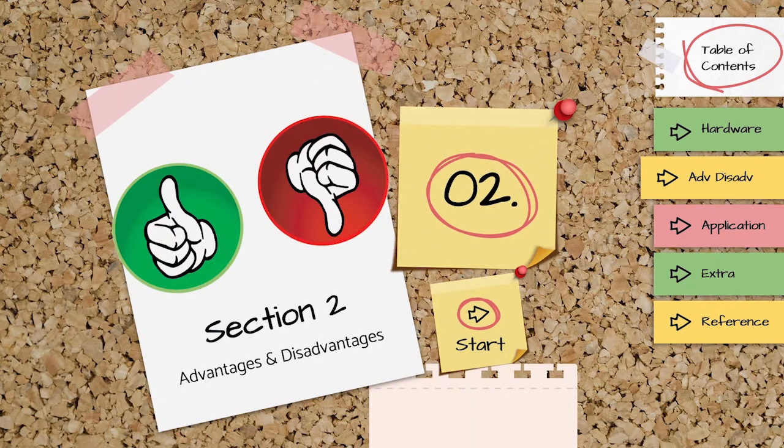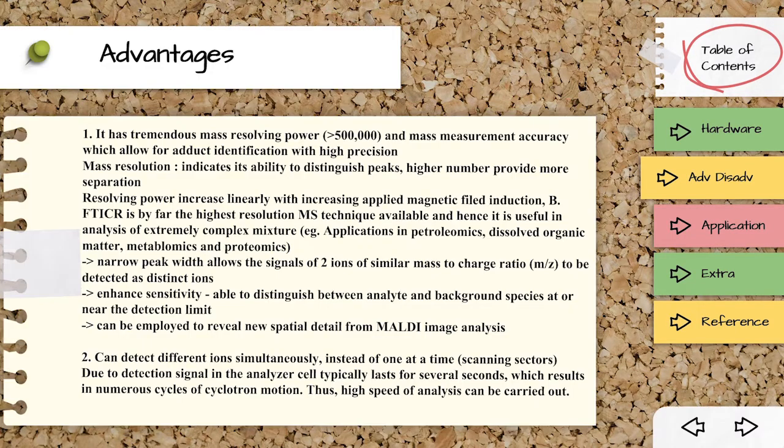Part 2, the advantages and disadvantages. So now, let's look into the advantages and disadvantages of FTICR-MS. FTICR-MS has high resolving power, which is greater than 500,000. It is by far the highest resolution MS technique available.